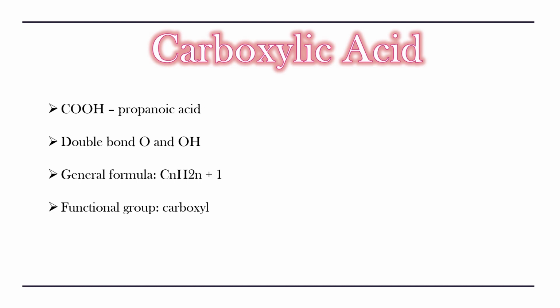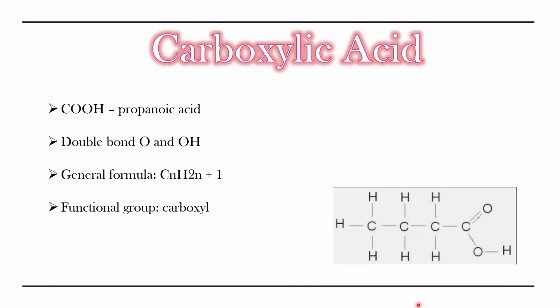A carboxylic acid has a double bond O and an OH. Always look for COOH when dealing with carboxylic acids. The general formula is here, and the functional group of a carboxylic acid is carboxyl. Here is a structure of a carboxylic acid. Here's the double bond O, and here's the OH.